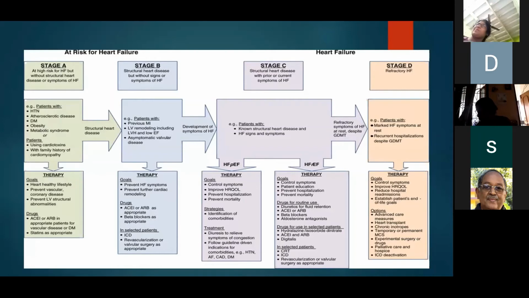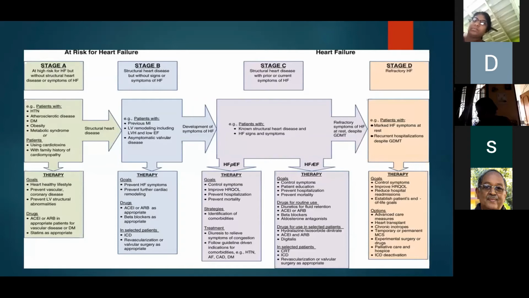And of course, they categorize themselves as stage D. So therapy goals are control symptoms, improve the health-related QOL, reduce hospital readmissions, and establish patients' end-of-life goals. This happens in stage D. So probably by default, this is where we step in. But is it enough if we step in here, or is it good if we step in before? Is a question that we might have to answer in order to set up palliative care in heart patients.